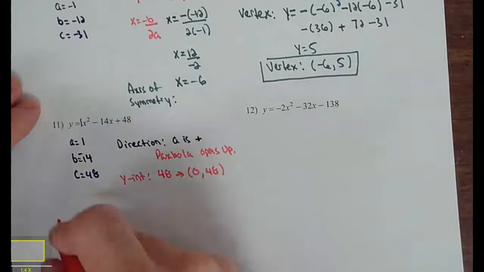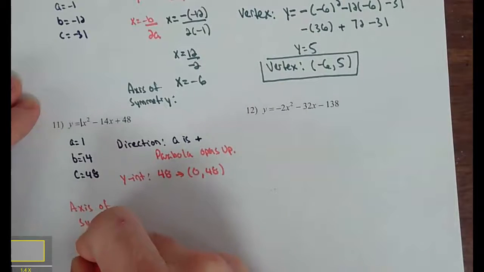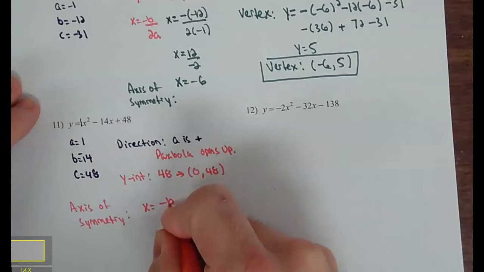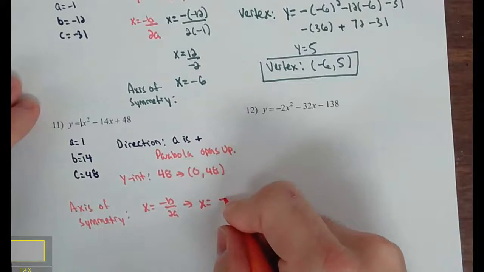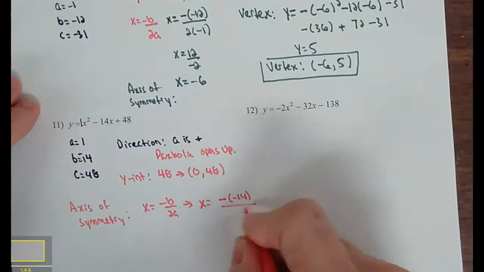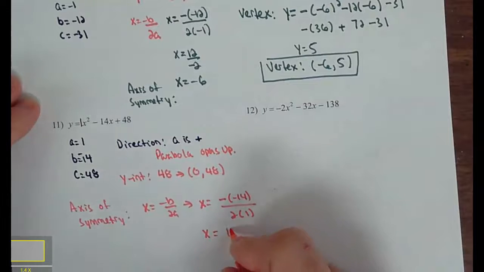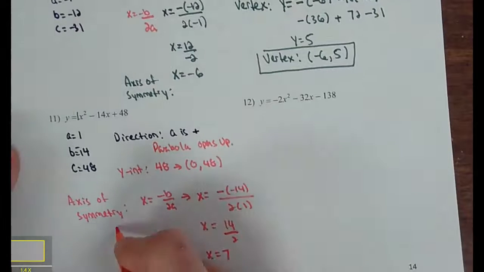Now we can figure out the axis of symmetry. It's x equals negative b over 2a, so x equals negative of negative 14 over 2 times 1. We got negative 14 from the b value and 1 from the a value. So negative of negative 14 is 14, over 2. So x is 7. X equals 7 is your axis of symmetry.